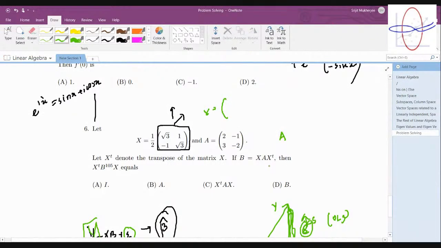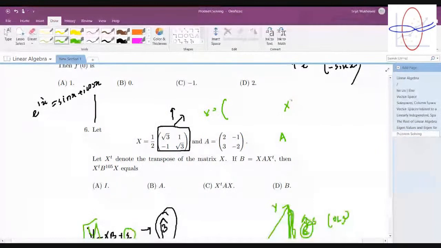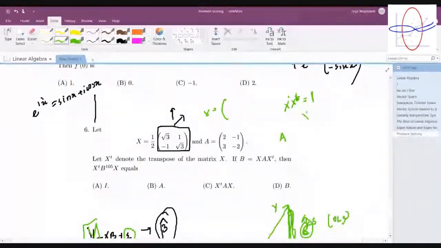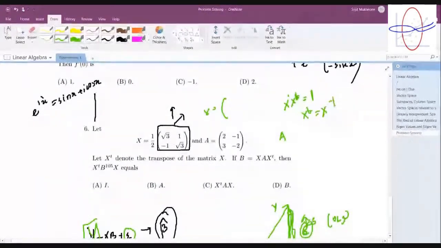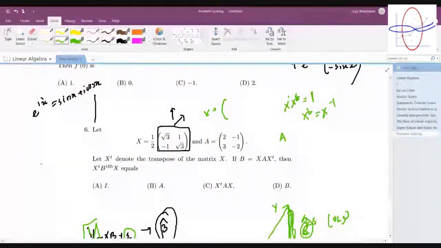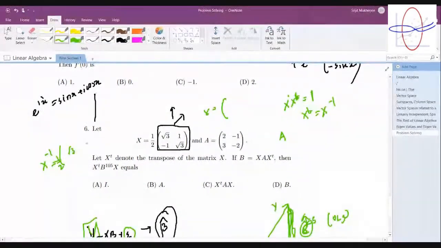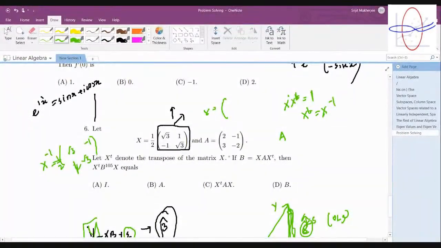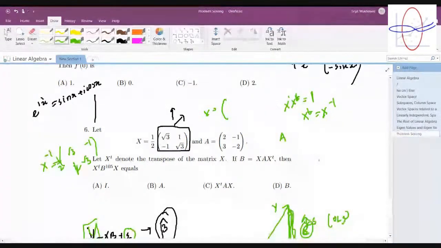Someone told me that X is an orthogonal matrix. Yes, a rotation matrix is an orthogonal matrix. So X into X transpose is equal to 1, therefore X transpose equals X inverse, and you can easily find X transpose here. So X inverse is equal to 1 by root 2, root 3 minus 1, 1, root 3. This is X inverse.